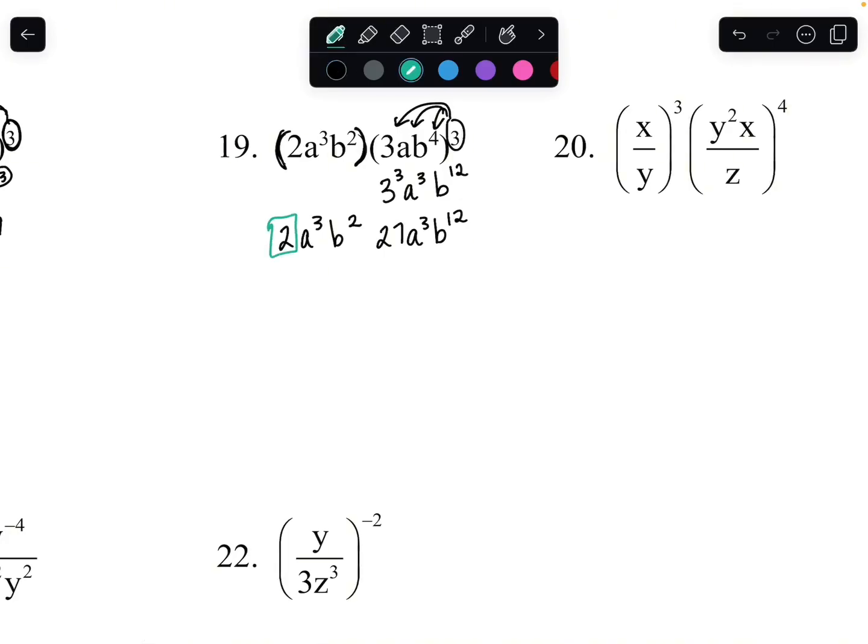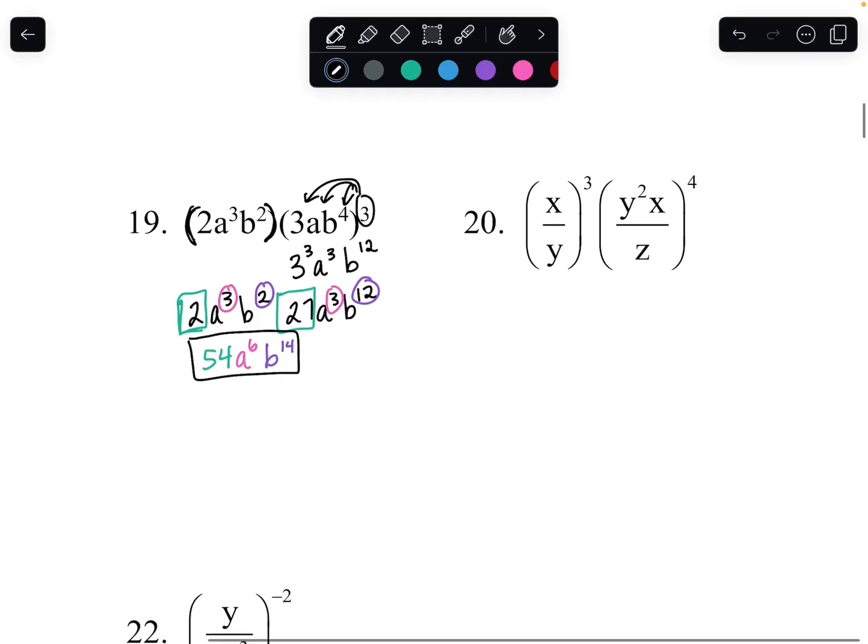And then our coefficients here are 2 and 27. Those aren't bases of any exponent, so you still multiply those as usual. And so 2 times 27 is 54. And then we have a cubed times a cubed. You add those to get a to the 6th. B squared times b to the 12th. You add those to get b to the 14th. And so your simplified answer would be 54, a to the 6th, b to the 14th.